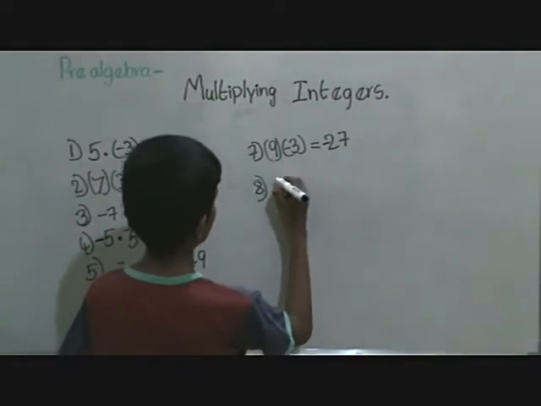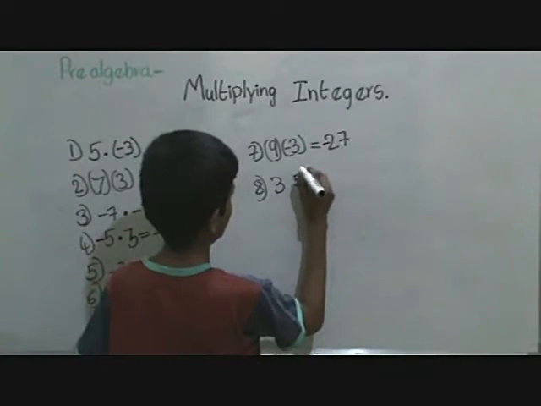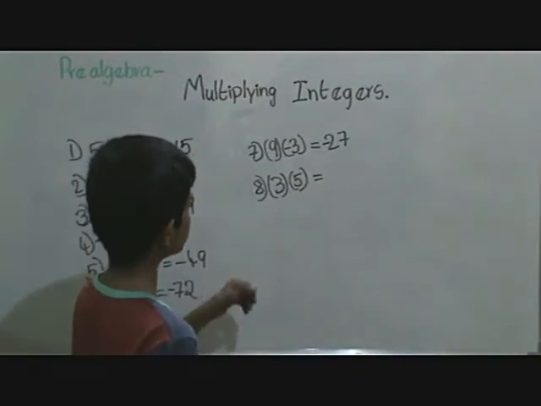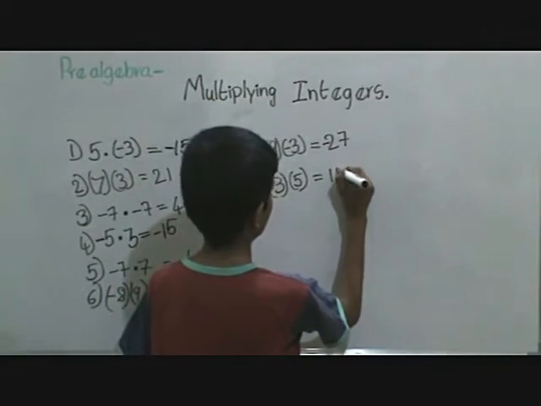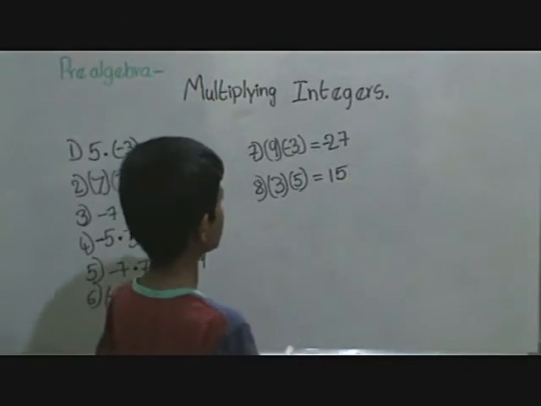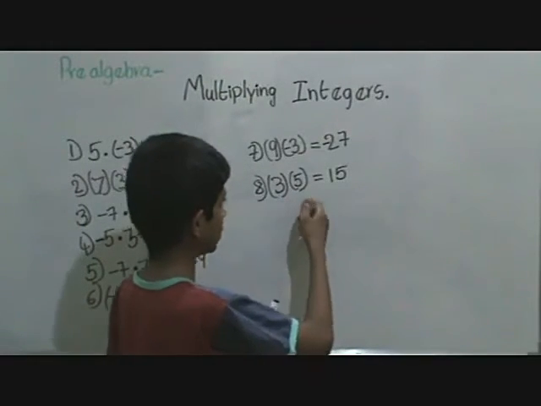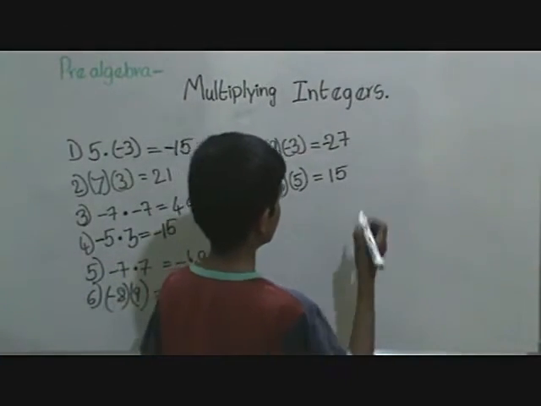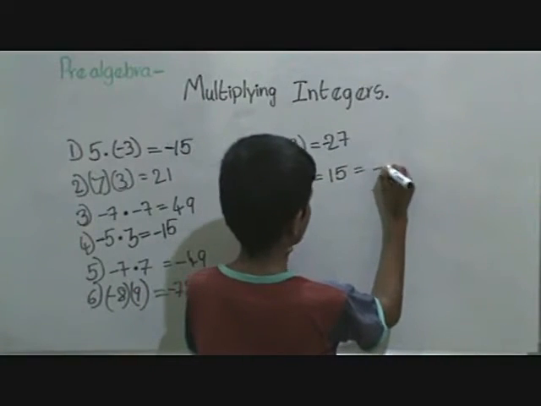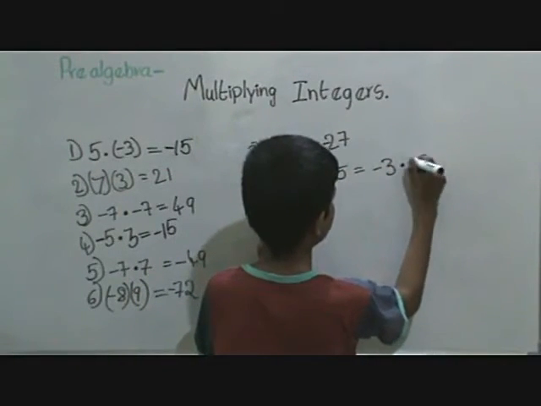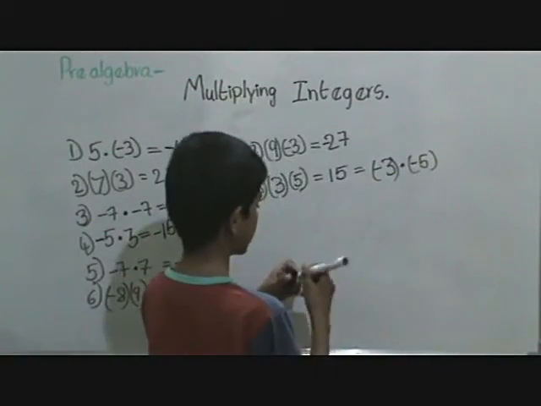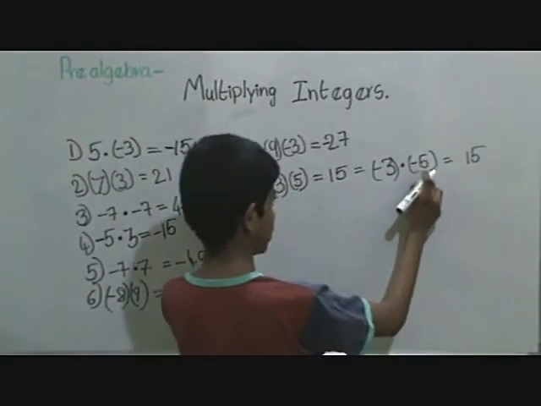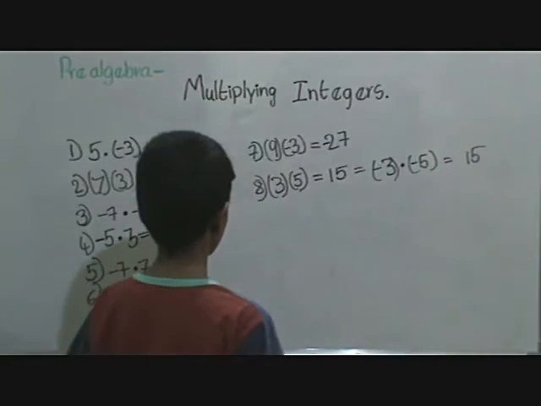Problem 8. 3 times 5. Now 3 times 5 is the same thing as negative 3 times negative 5, because we have the same signs there. The answer is 15. This is the same thing as negative 3 times negative 5. Okay? If you multiply these two, 3 times 5 is 15, and here you have the same signs. So the answer is positive.